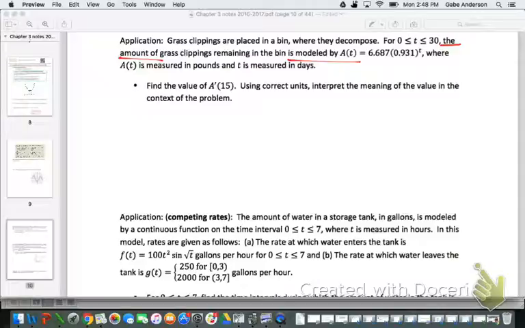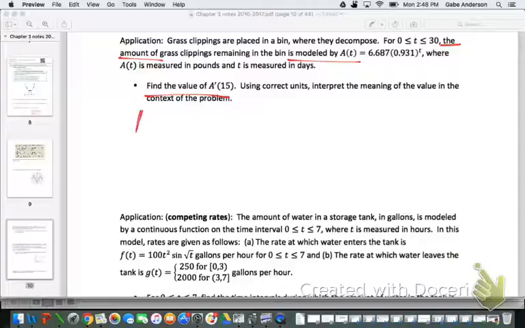So the only question associated with this is right here, the little bullet point. It says, find the value of A prime of 15. So that's kind of its own little question, isn't it? This is where your calculators come into play. This would definitely be a calculator active question. So what feature on your calculator will help you do this very quickly? Math 8. So please use Math 8 to find A prime of 15.